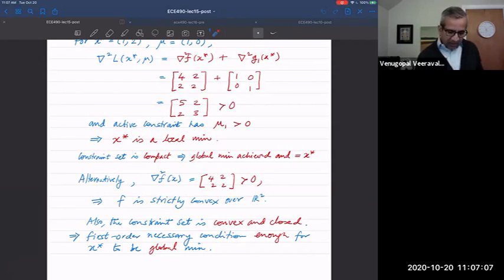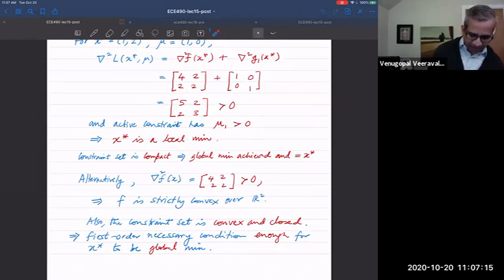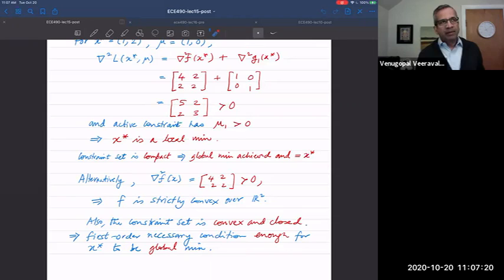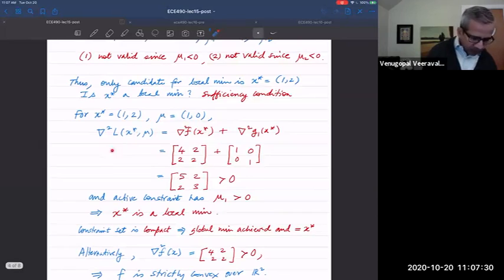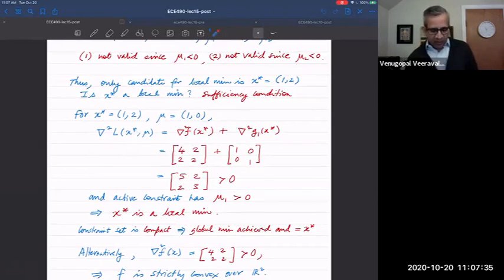And in this case, actually, since the function is strictly convex and the constraint set is convex and closed, the first order necessary condition is enough, so every local minimum is going to be a global minimum. And we found one, and that's fine. Finding one is good enough. Through the second order condition on L. Okay, so those are the ways in which you can do it.